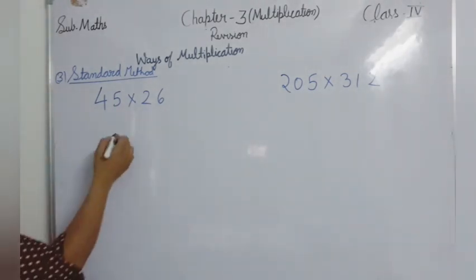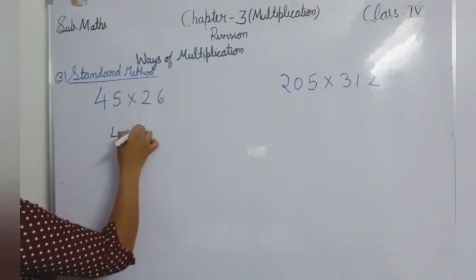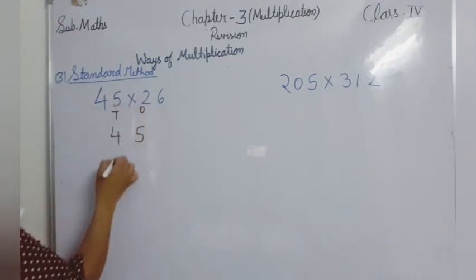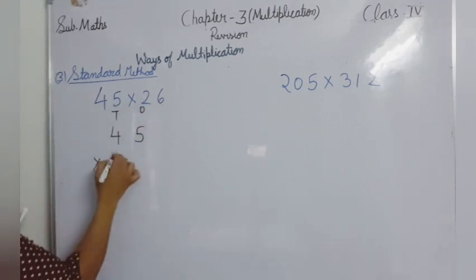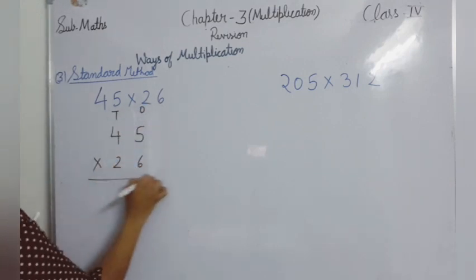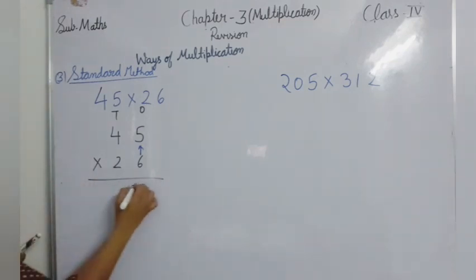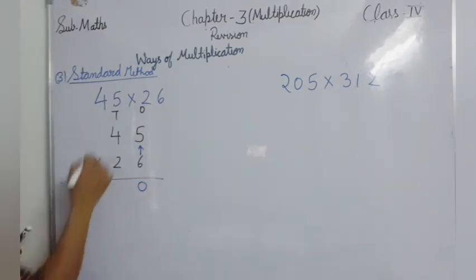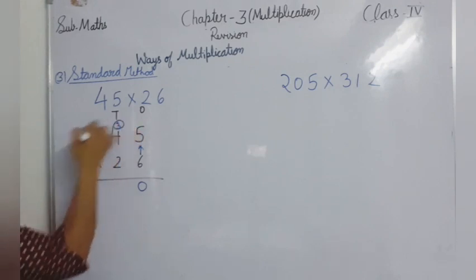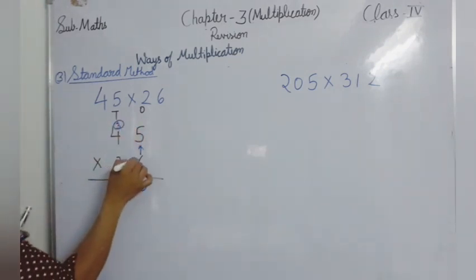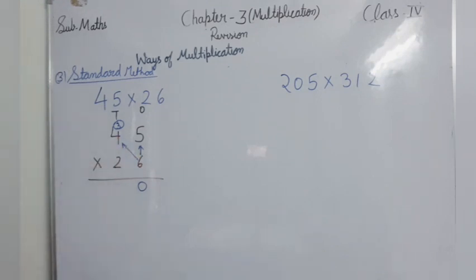So how will we do it? First I am mentioning their house wise. 45, ones, tens, multiply by 26, 2 tens, 6 ones. So first we'll multiply 6 with 5. So 6 5s are 30. So we'll write 0 here and 3 will go carry forward here. Now we'll multiply 6 with 4. 6 4s are 24, and 3 makes 25, 26 and 27. So here I am writing 27.